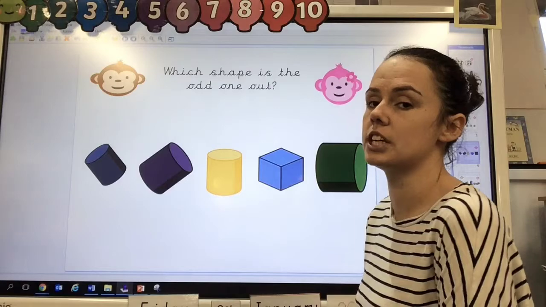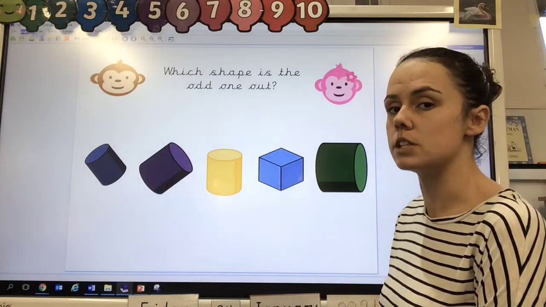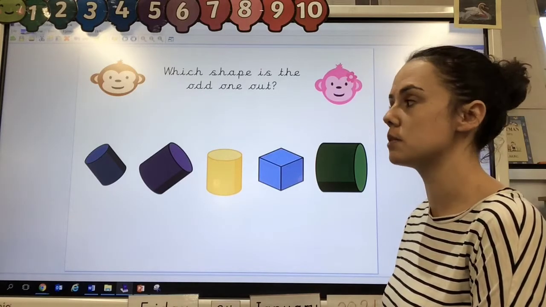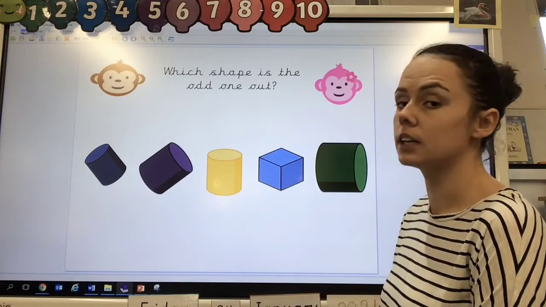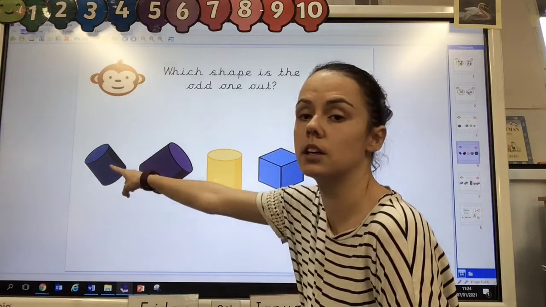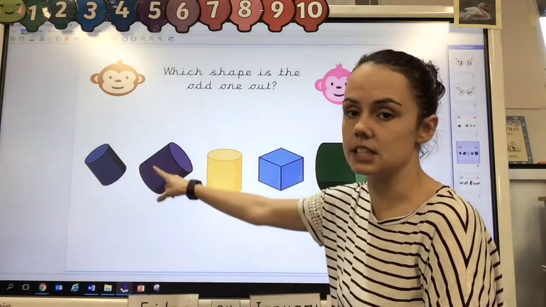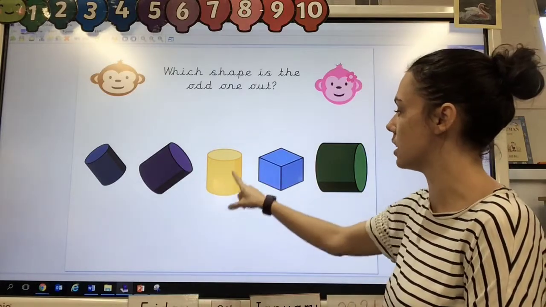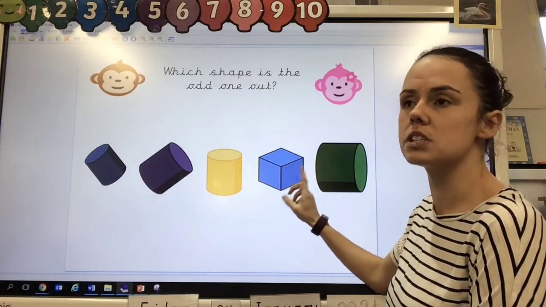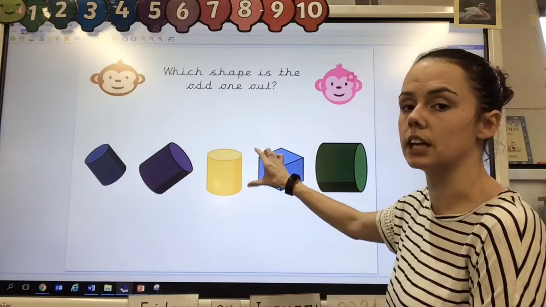Our next challenge is, which one is the odd one out here? I'll give you some time to think about it. Which one looks like it doesn't belong? Now let's start over here. So, what shape is this? It's a cylinder, well done. So a cylinder, a cylinder, a cylinder. Is this one a cylinder? What does a cylinder have? It has a circle and then a rectangle.